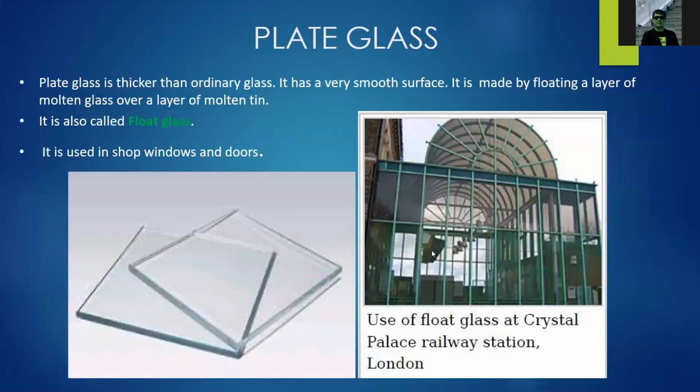Plate glass is also called float glass. This is used in shop windows and doors. Plate glass is thicker than ordinary glass. It has a very smooth surface. It is made by floating layers of molten glass over a layer of molten tin. So this is what you call plate glass or float glass.